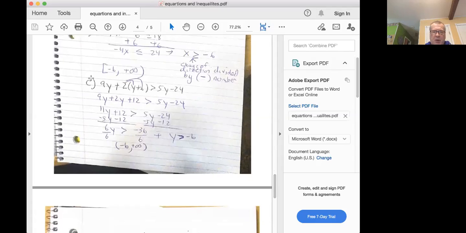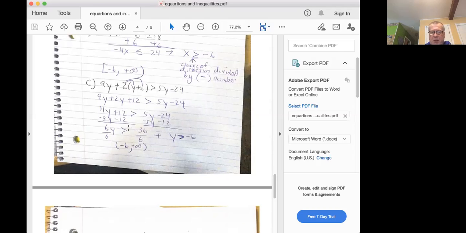And then similarly, we're going to do basically the same thing here, except we have to distribute the 2 and combine some like terms. So we'll distribute the 2, and that gives us 2y plus 12. Adding the 9y and the 2y together, that gives us 11y plus 12. And there's nothing really to do at this moment on the other side. So that 11y plus 12 is greater than 5y minus 24. So we'll subtract 5y from both sides, and we'll add 12 to both sides.